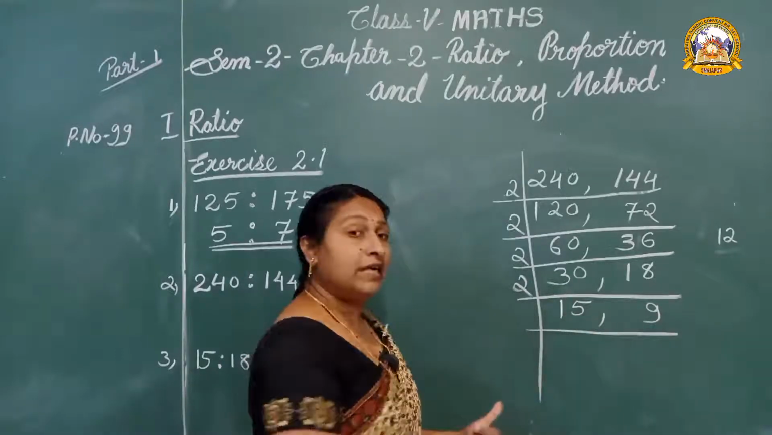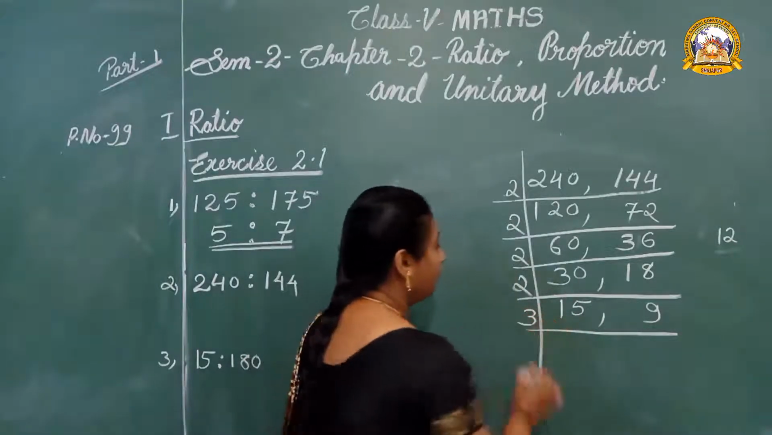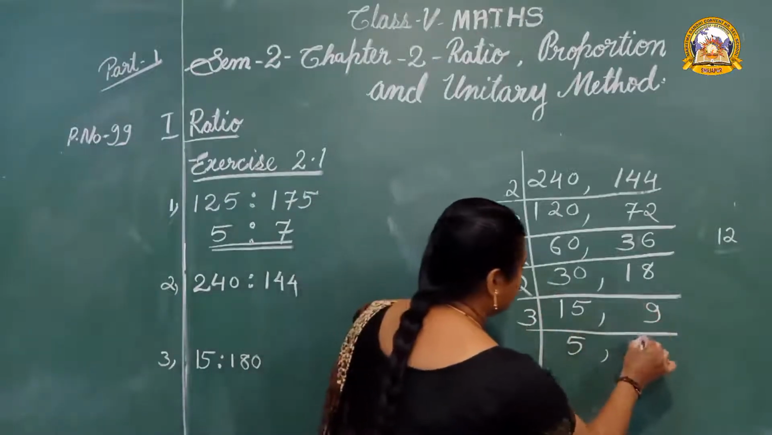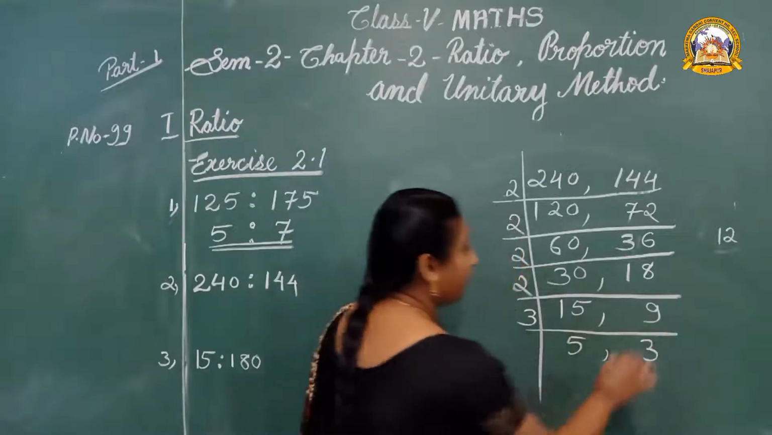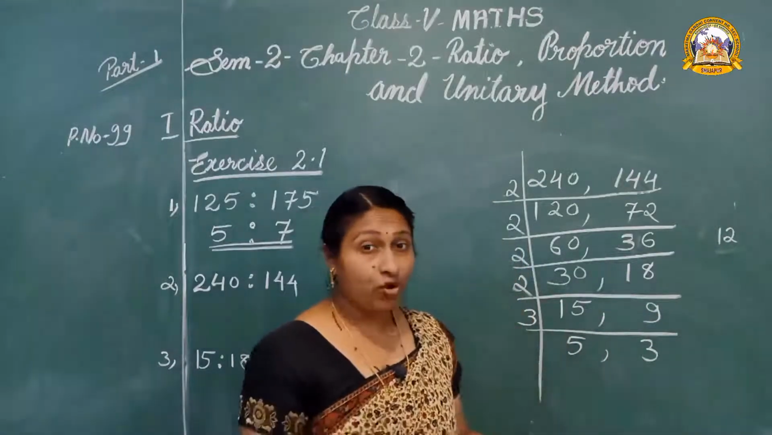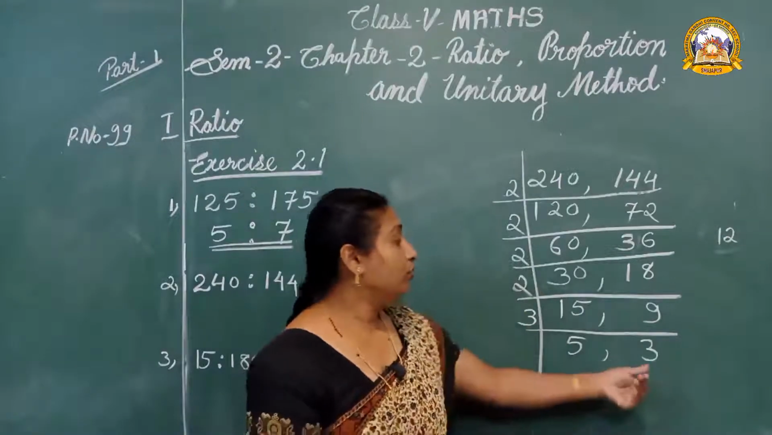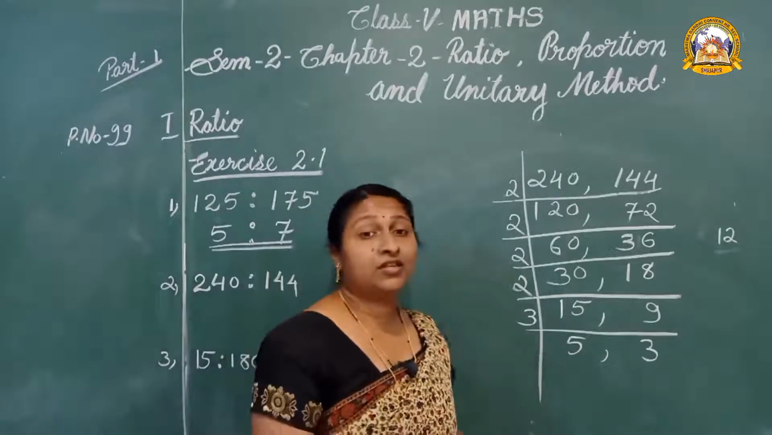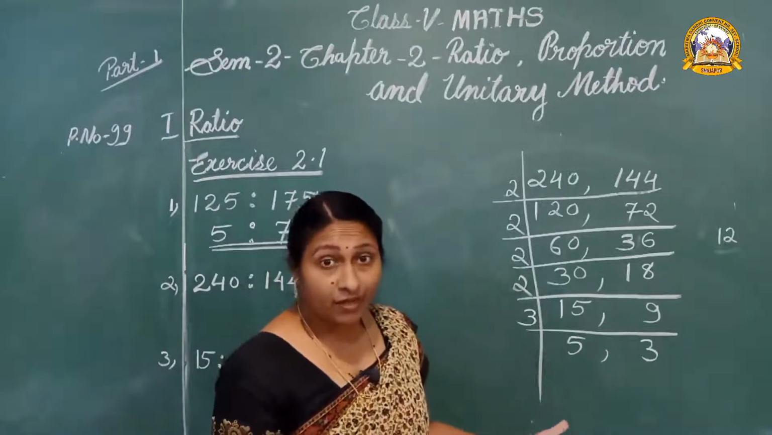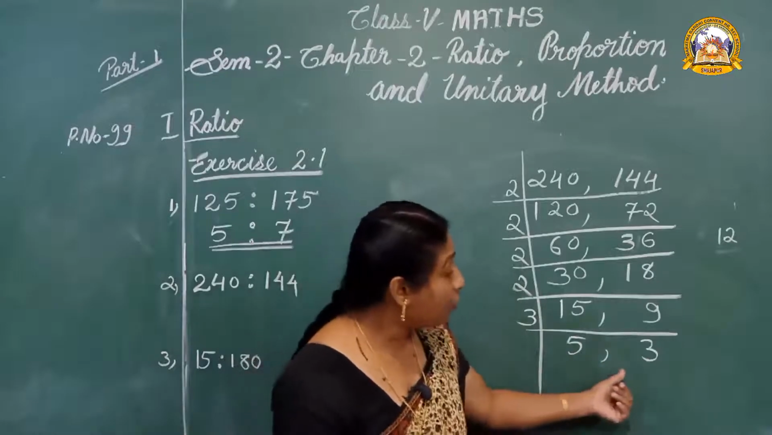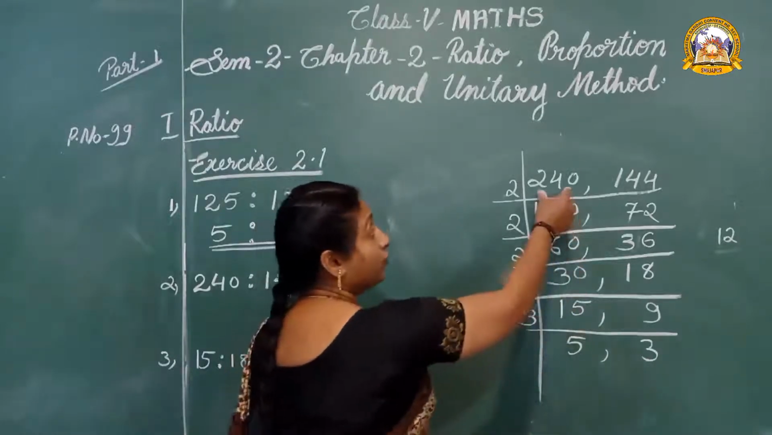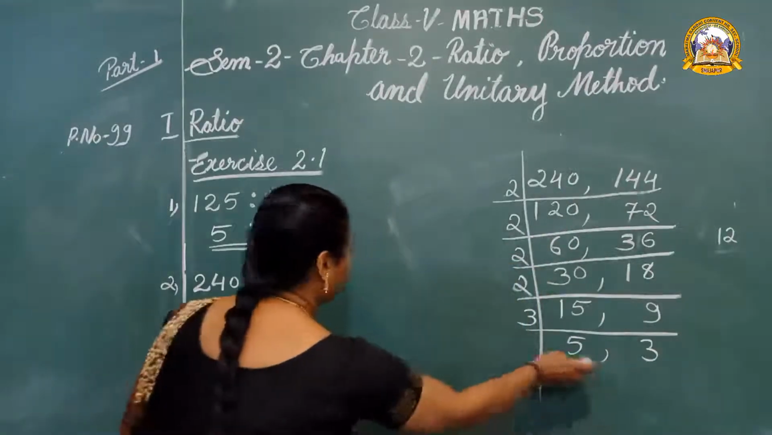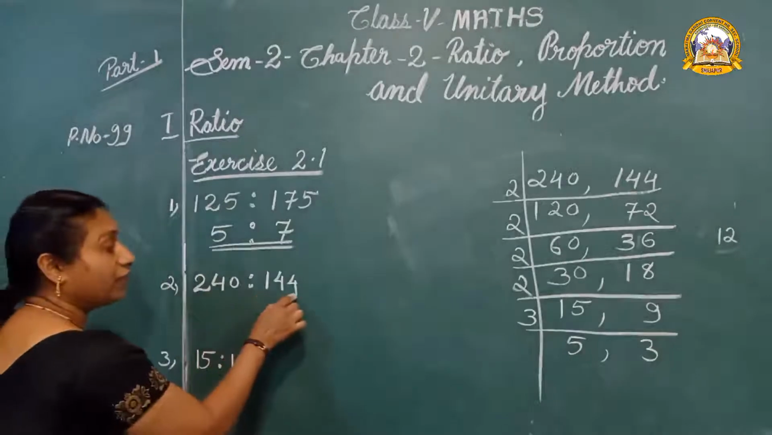Okay, so let us divide them by 3 now. 15 divided by 3. 3 5s are 15 and 3 3s are 9. Can we divide them by any common factor? No. These are prime numbers. We can't divide them again by a common factor. So it is the lowest term of 240 and 144.